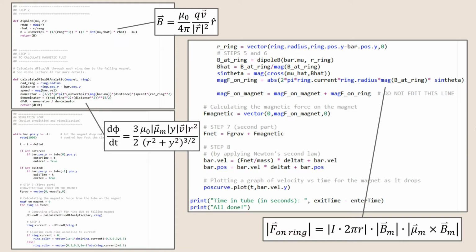We can see the Biot-Savart law being applied. B equals mu naught over 4 pi times qv over the magnitude of r squared times r hat. And then we also have the calculation of the magnetic flux, which is d phi over dt. And we also have the calculation of the forces, which is the magnitude of the forces, the force on the ring, the force on the magnet, and the gravitational force.